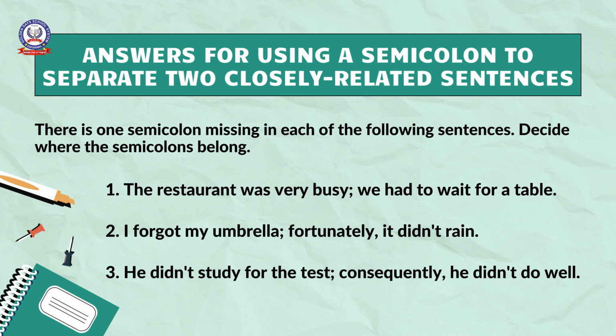Answers for using a semicolon to separate two closely related sentences. There is one semicolon missing in each of the following sentences. Decide where the semicolons belong. 1. The restaurant was very busy; we had to wait for a table. 2. I forgot my umbrella; fortunately, it didn't rain. 3. He didn't study for the test; consequently, he didn't do well.